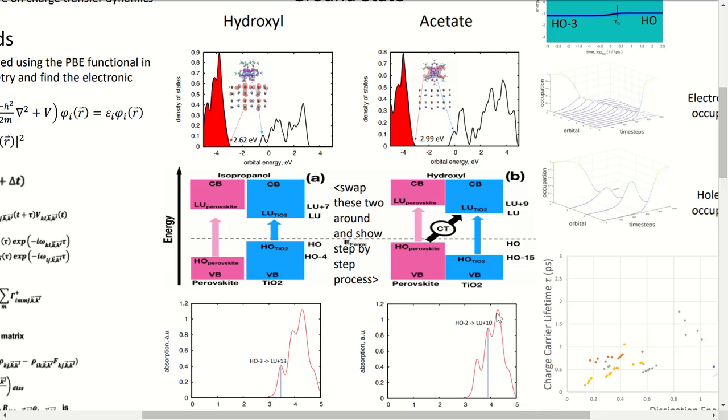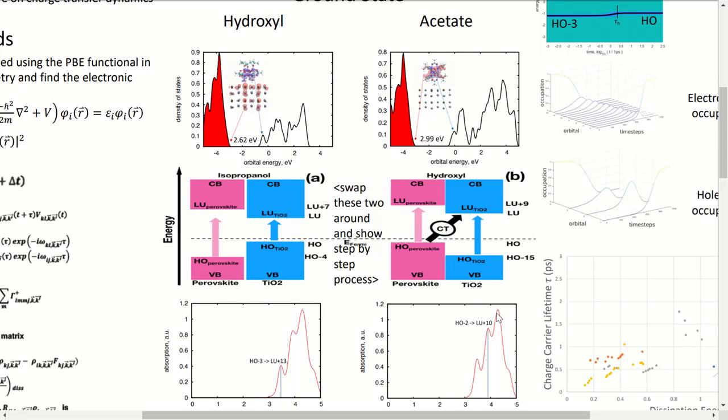Okay. So yeah, this is, I guess, a schematic of these two. I suppose I might as well just flip them around. That'd be less work eventually, because I'm probably going to have to redo everything anyway once I get all my new figures. So this one is the isopropanol, or the acetate, and this one is the hydroxyl. So these two are flipped around.